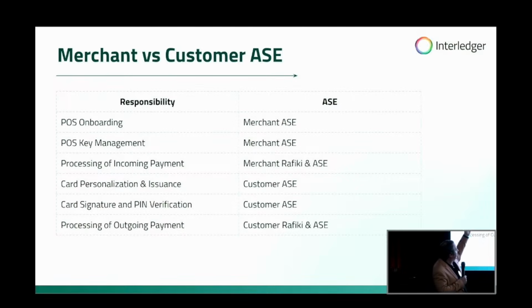And then the rest of this payment flow should be familiar to everyone familiar with ILP and Rafiki. The incoming payment is processed on the merchant Rafiki and the ASE, and then the transaction is sent to the customer ASE. On the other side of the POS is the card, and here we can see that the card personalization and issuance is up to the customer ASE. This can obviously be the same entity; it doesn't need to be split. The second last step is the card signature, the cryptographic signature from the card, and then the online PIN verification is also sent to the customer ASE. Lastly, the processing of the outgoing payment is finalized on the customer Rafiki and the outcome of the transaction is reported back to the POS.